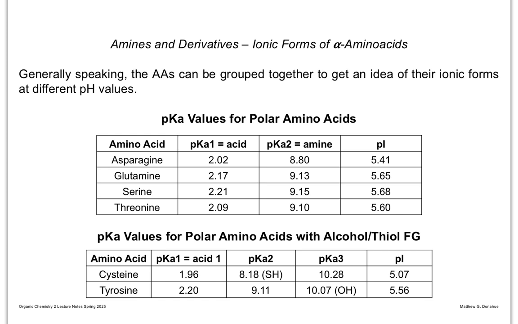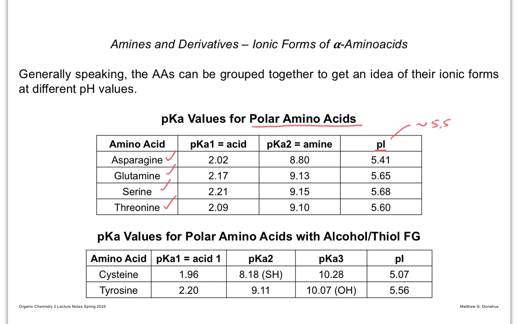So again, here are the pI values for the polar amino acids. These were asparagine, glutamine, serine, and threonine. Notice there's still the two pKa values, 1 and 2. The pI values, we can say, are approximately 5.5, give or take. And again, that depends on the side chain.